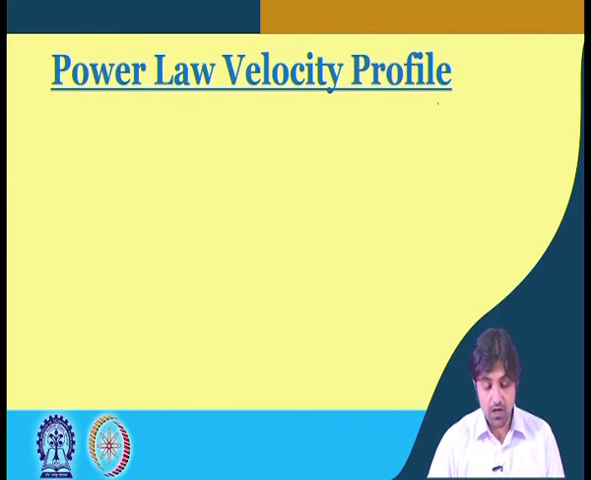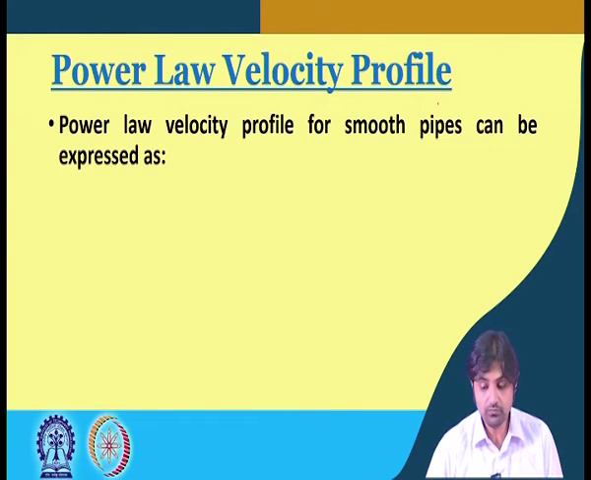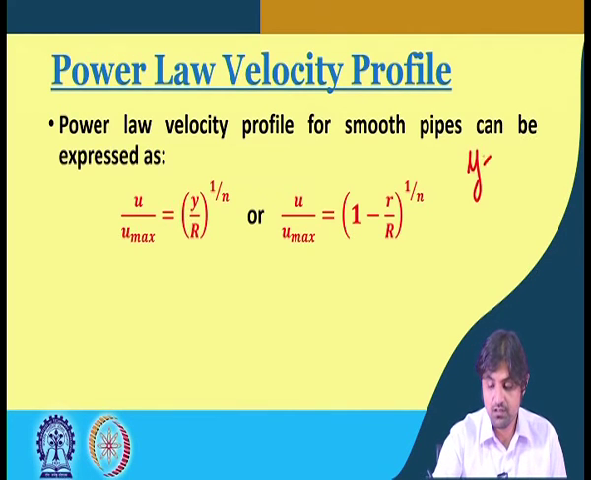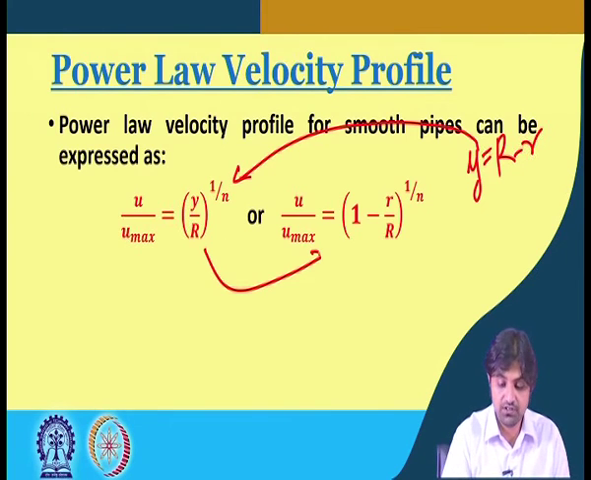All right. Now, about the power law velocity profile, a little bit on that. The power law velocity profile for smooth pipes can be expressed as u by u max equal to y by R to the power 1 by n. This is the power law velocity that was given, or we can always write in terms of r, because y is R minus small r, and that you substitute here, you will end up in this equation. Okay.